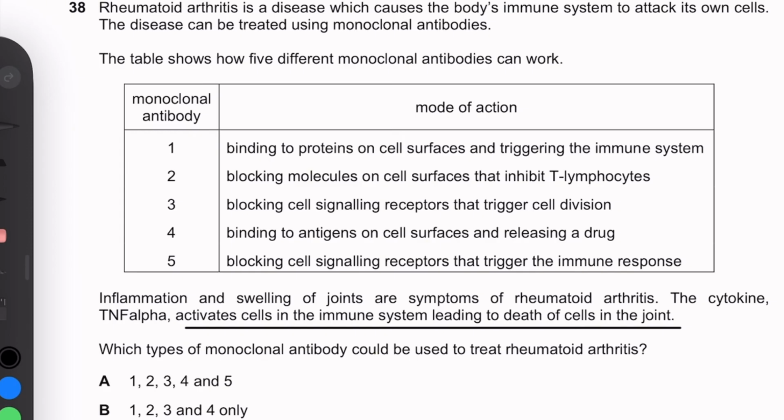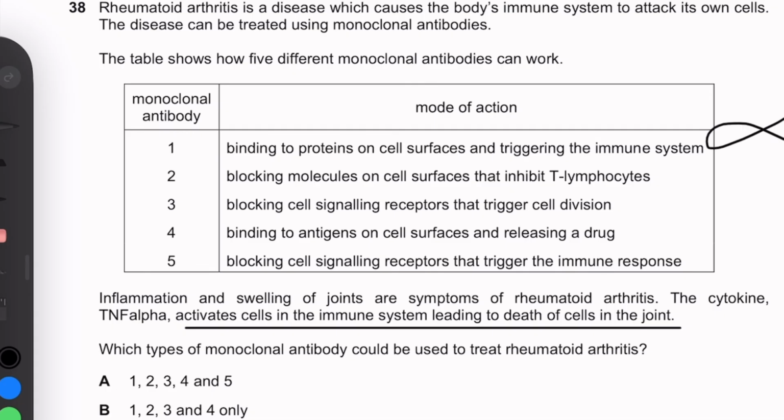So here the mode of action of the disease basically is that we're going to have these cytokines activating the immune system, triggering it, and therefore this is going to lead to maybe killing of the cells of the joint. Now, which types of monoclonal antibody could be used to treat rheumatoid arthritis? Let's see. 1. Binding to proteins on cell surfaces and triggering the immune system. We want to avoid triggering the immune system, because it is being triggered, and so it's acting and killing these cells that are part of the body. So we want to stop this.